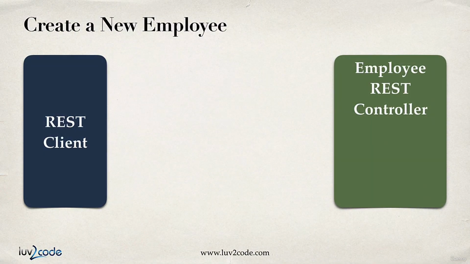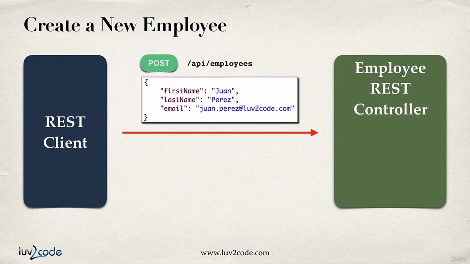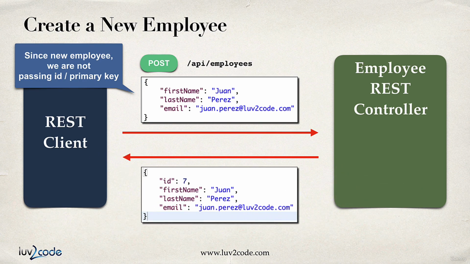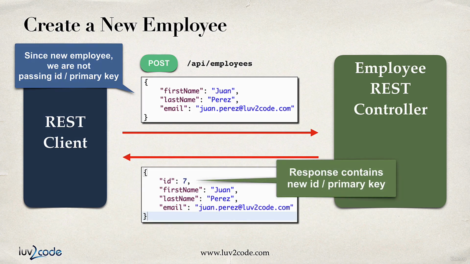Now let's look at creating a new employee. To create a new employee, we use the post method, and in the JSON body, we give the actual information for the first name, last name, and email. Since this is a new employee, we're not passing over an ID or a primary key because that'll be generated for us on the back end by the database. Then we'll get the response back. They'll echo the response, and they'll also include the new ID, the primary key that was generated by the database. So this looks really good. I like this.